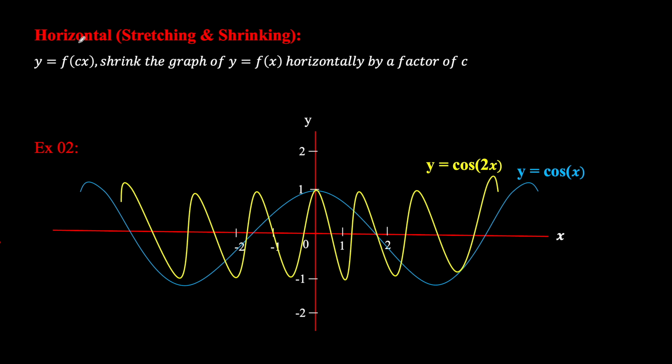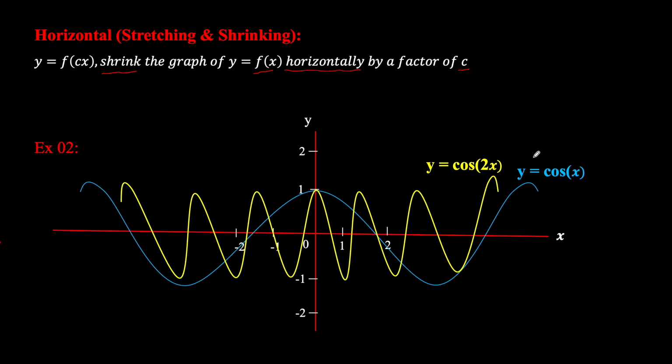Let's do it. Here, horizontally, to shrink it, we multiply c by x, meaning c is inside the operation, inside the function, okay? So now cosine of 2x is shrinking our curve. You see, it is moving a lot, between 1 and minus 1, but it is moving a lot, okay? This is the idea of y is equal to f of c multiplied by x. This shrinks the graph of y is equal to f of x horizontally by a factor of c, okay?